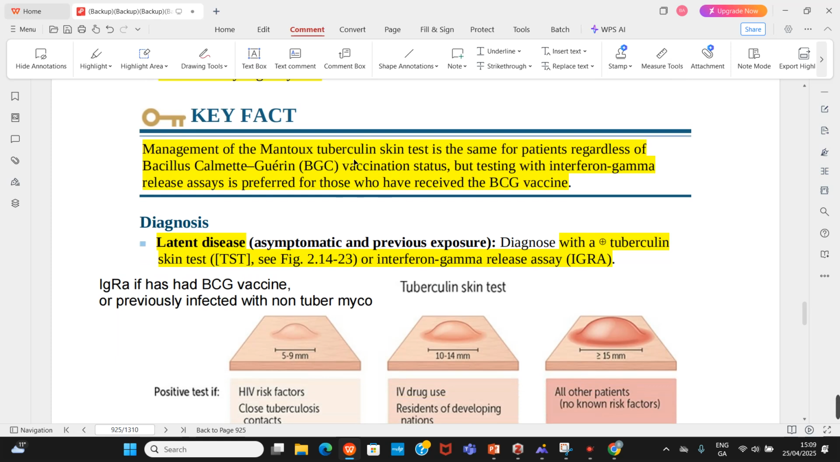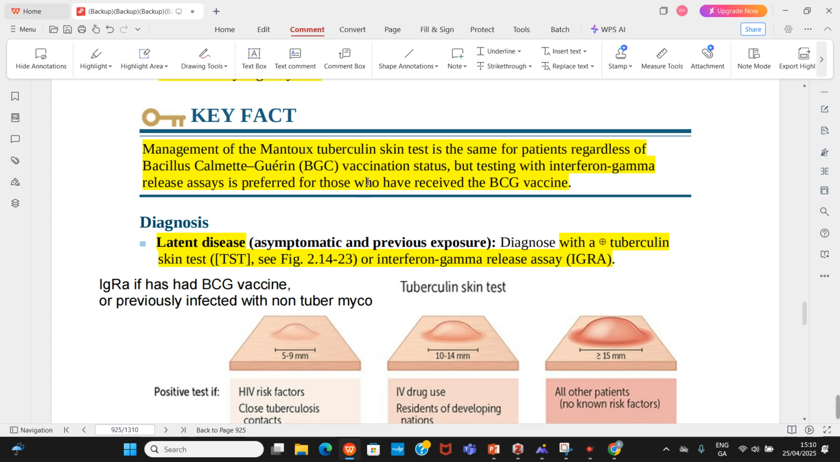The Mantoux tuberculosis skin test and the interferon gamma test. Now we know that everybody, when they are born, gets the BCG vaccine at the left arm. That vaccination can cause a false positive test with the Mantoux tuberculosis skin test. So that's why it's not reliable. The only way you can be sure that somebody has or does not have tuberculosis is by doing the interferon gamma release assay.